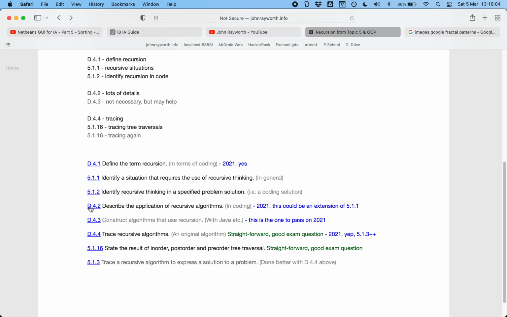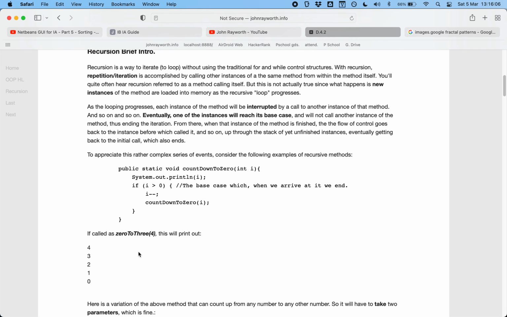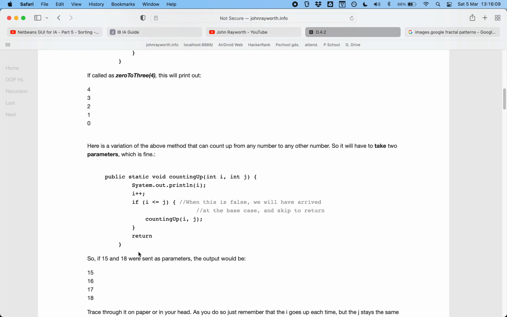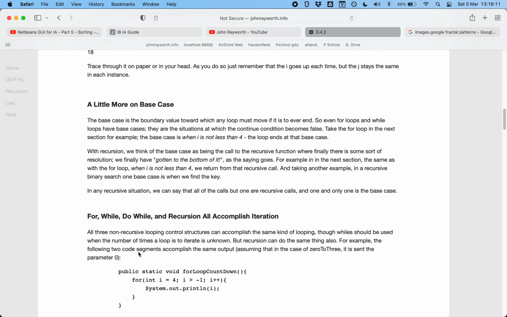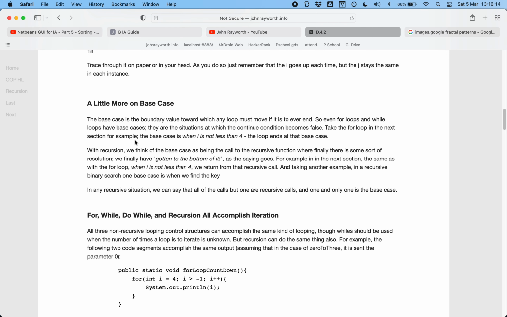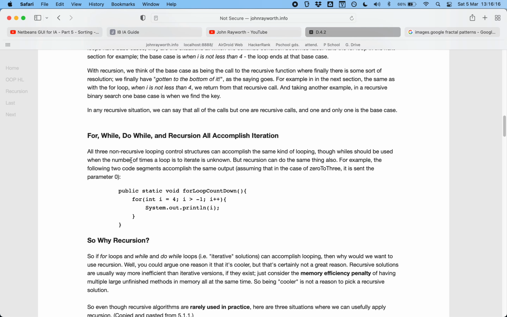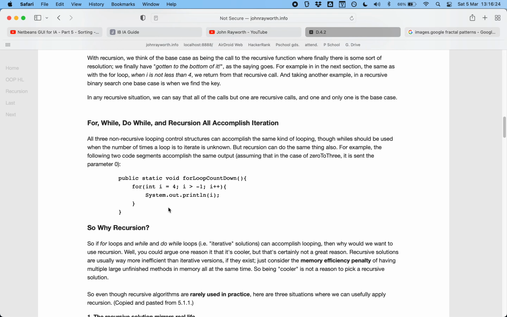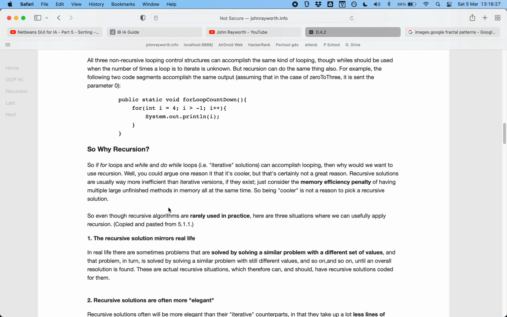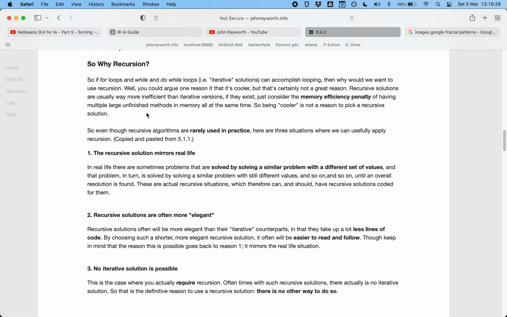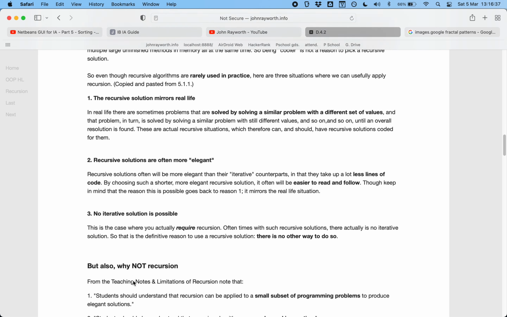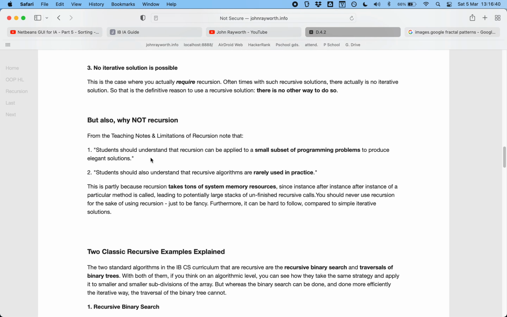And then the big one, D.4.2. Well, it's just good stuff, but you need a base case, otherwise recursion will go on forever, so that's a good section on that. The fact that all these things accomplish iteration, but recursion sometimes is the only way to do it. And so we're back to this, why do we use it? This copy and paste one I just showed you, but basically the main reason is that there's no other way possible. But this is also good in that it goes into why not to use recursion. It's a memory hog.